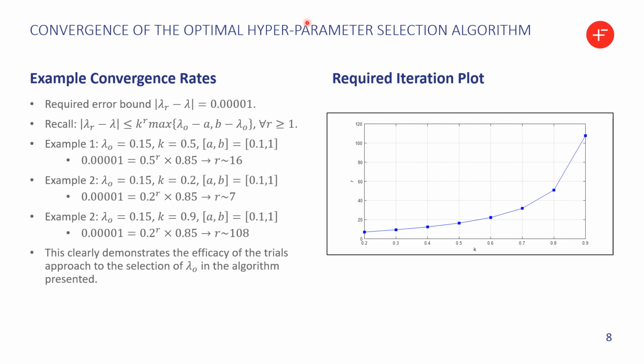In this slide, we examine the convergence rate of the hyperparameter selection algorithm, and what this really shows is the efficacy of the trials algorithm, because if you choose the right value of lambda, then your convergence is much more rapid. And obviously the initial value of lambda determines the initial value of k. And the smaller the value of k, the faster you converge to the true value.